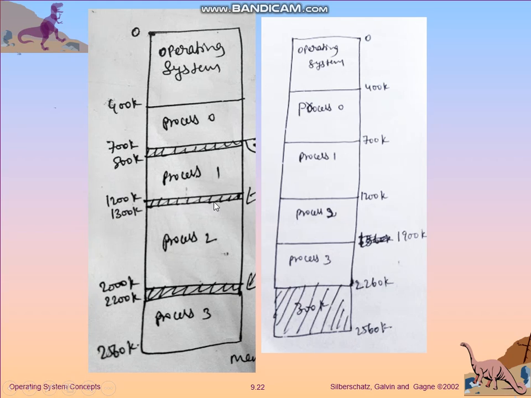You can see that there are small gaps between process 0 and process 1. This 100K cannot be used by any other process to store its instructions because it is very small. Similarly, here you have 100K. Such kind of inefficient utilization occurs in contiguous memory allocation. This kind of problem, we call it external fragmentation.